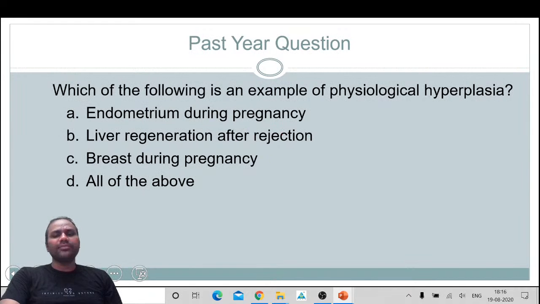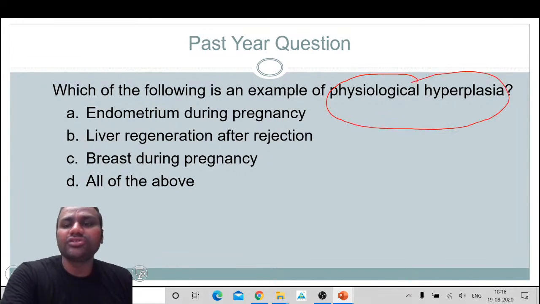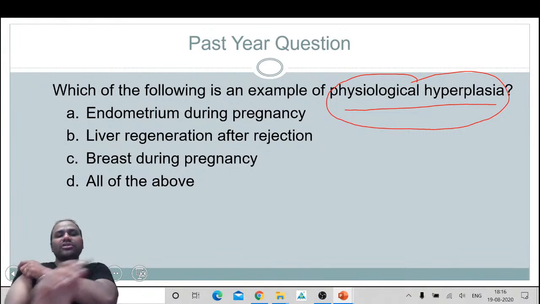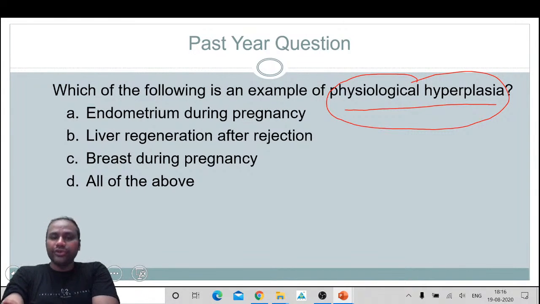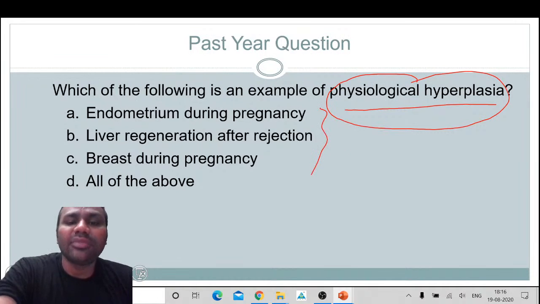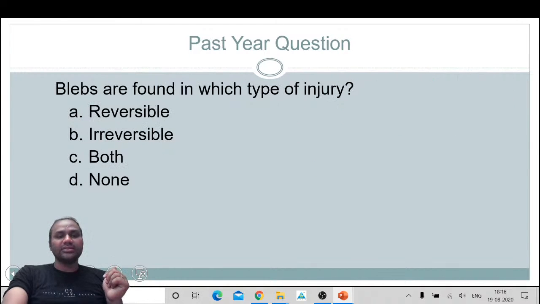Which of the following is an example of physiological hyperplasia? Now this is a controversial question: endometrium during pregnancy, liver regeneration after resection, or breast during pregnancy. Everything can go under physiological hyperplasia, but the one that fits best is endometrium during pregnancy.